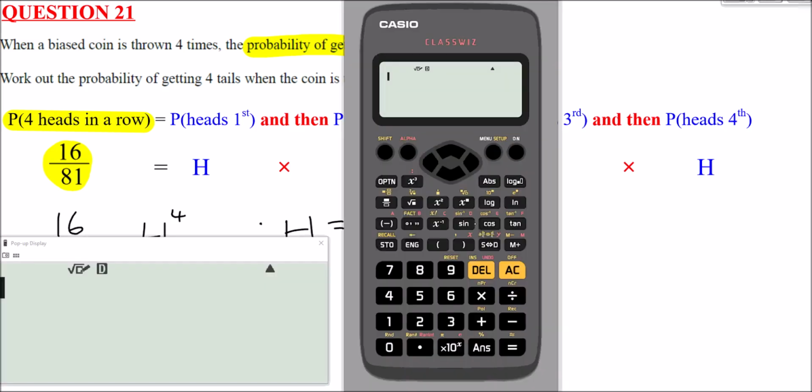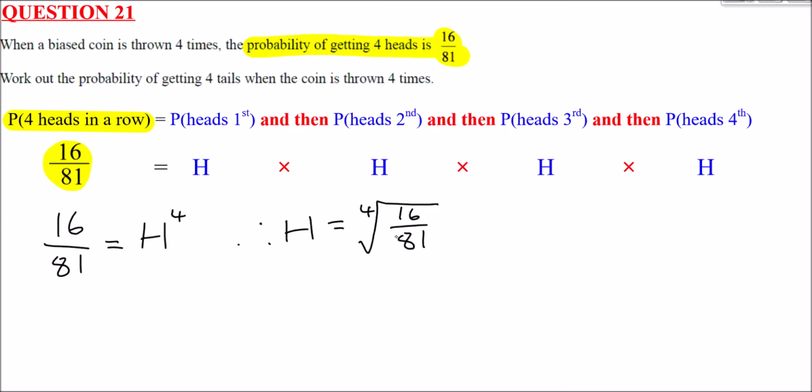So we just type in shift and then this button here, and then we can change this to whatever root we're talking about. We want the 4th root, so we press little 4, toggle into the radical symbol, press fraction, 16 over 81, press equals, and we get 2/3. So therefore, the chance of getting heads equals 2/3. So if the chance of getting heads is 2/3, the probability of tails, because the coin's either going to be heads or tails, must be the other 1/3 of the times. So the chance of getting tails on one throw will be 1/3.